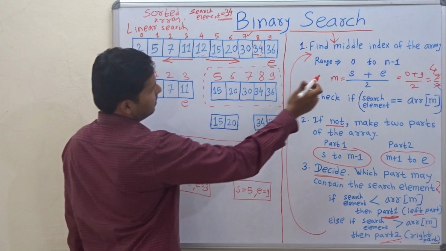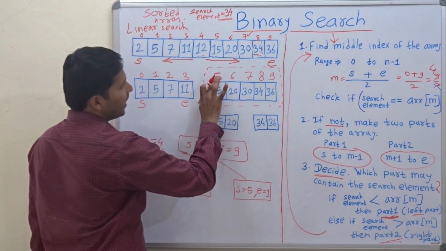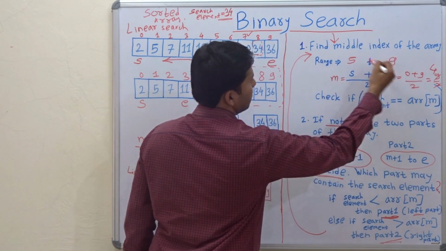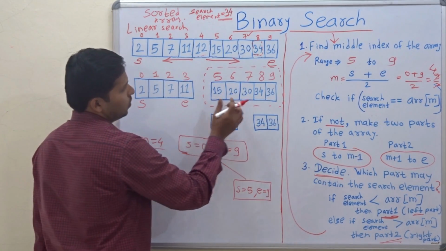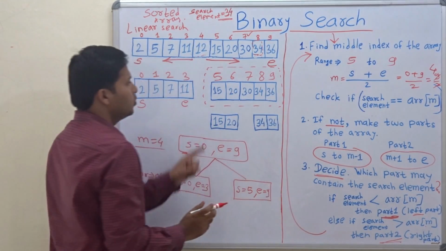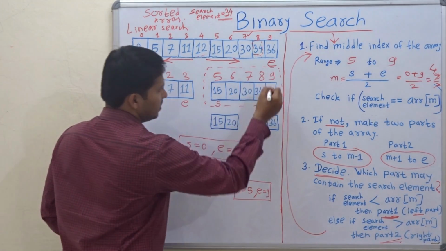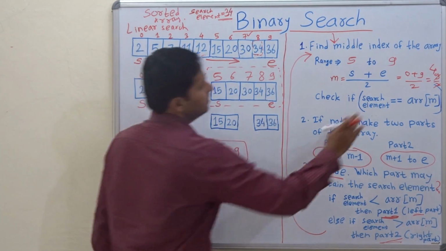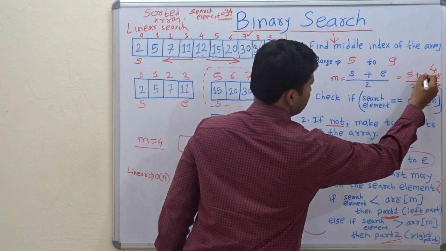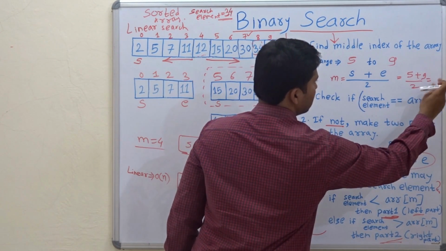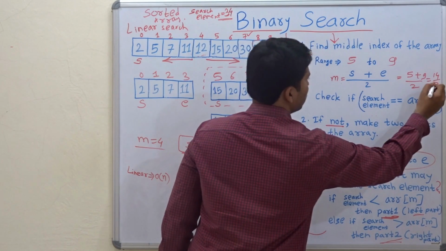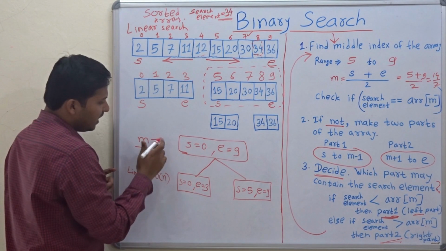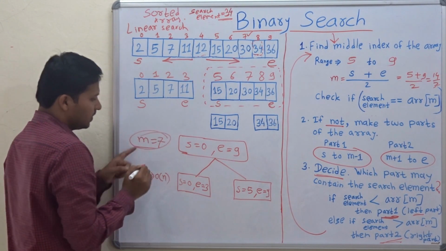So now see, the range is from 5 to 9 here. Okay, so m equal to (s plus e) by 2. s is 5, e is 9. So 5 plus 9 is 14, 14 by 2, so that is 7. Means now the middle index is 7.